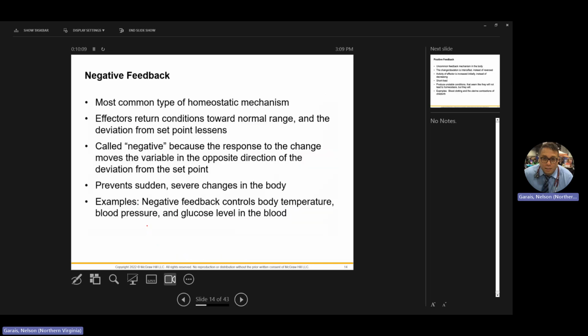So negative feedback, think of it like brakes, okay? We don't want sudden severe changes. Your body likes moving in little baby steps. And the way we can do that is to slowly, it's like riding the brake. And what are some classic examples is body temperature, blood pressure, and glucose level.